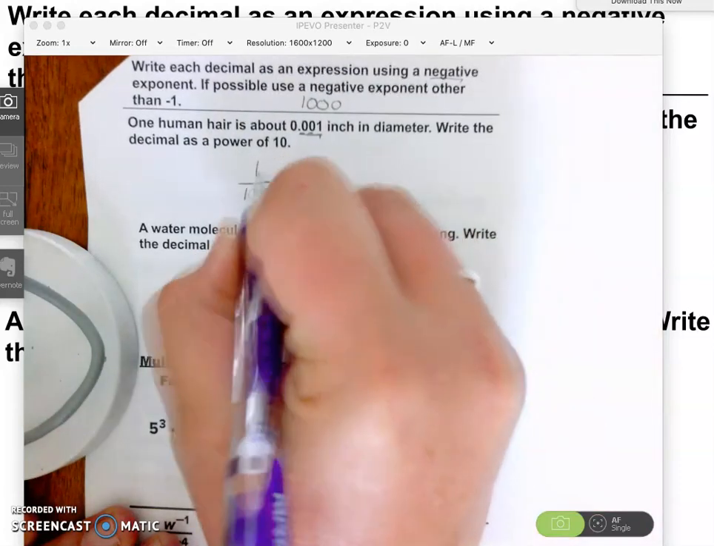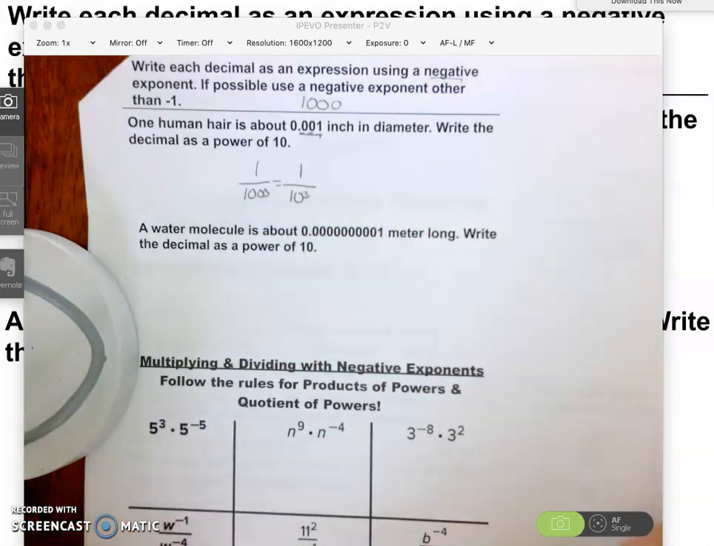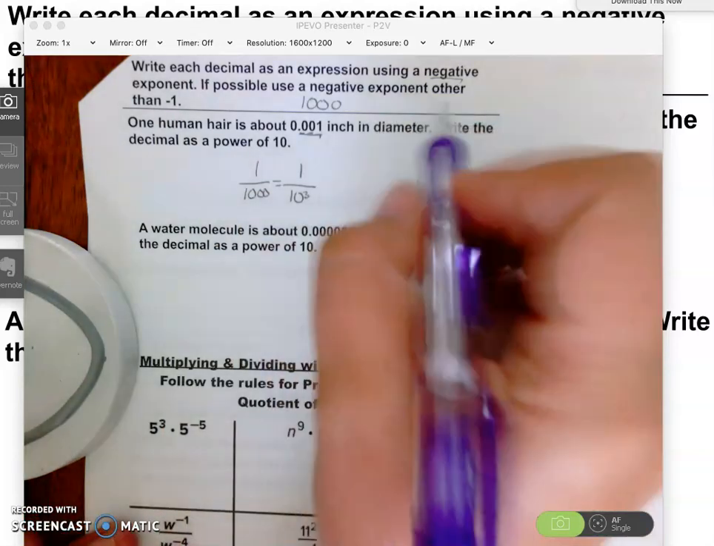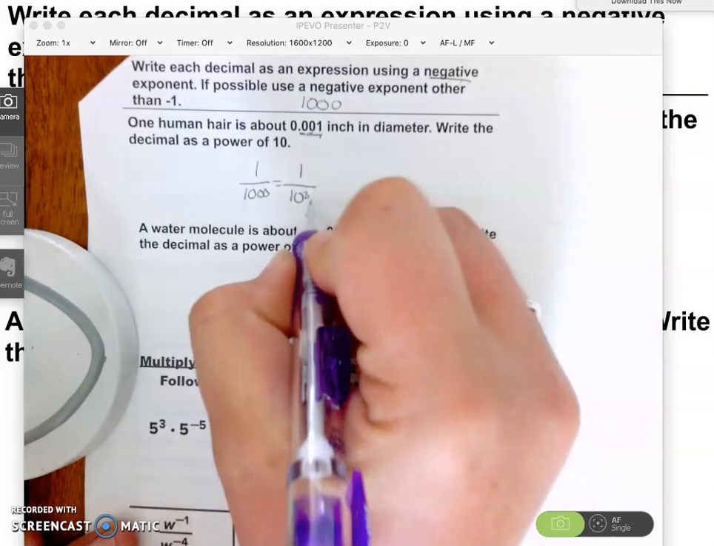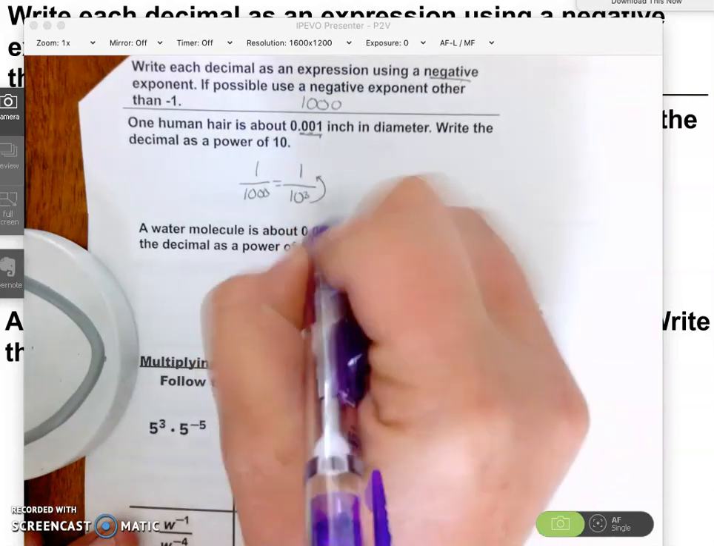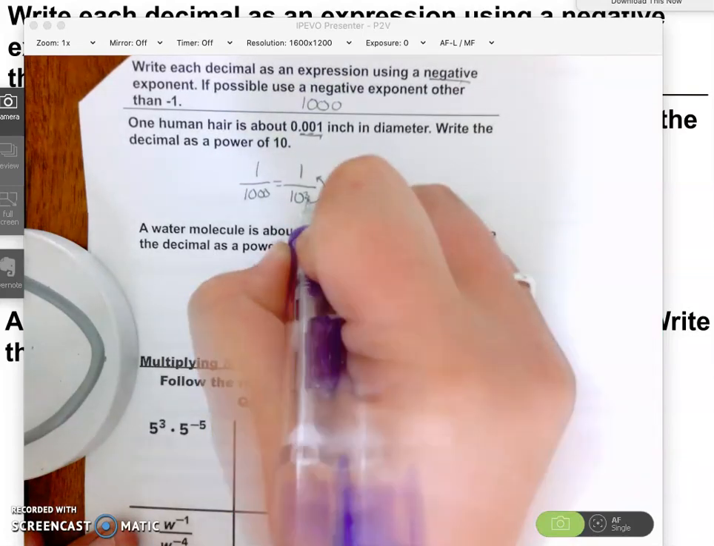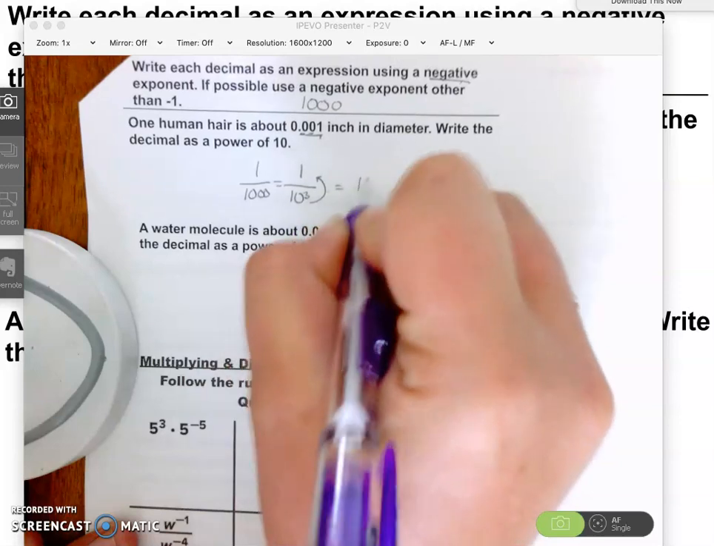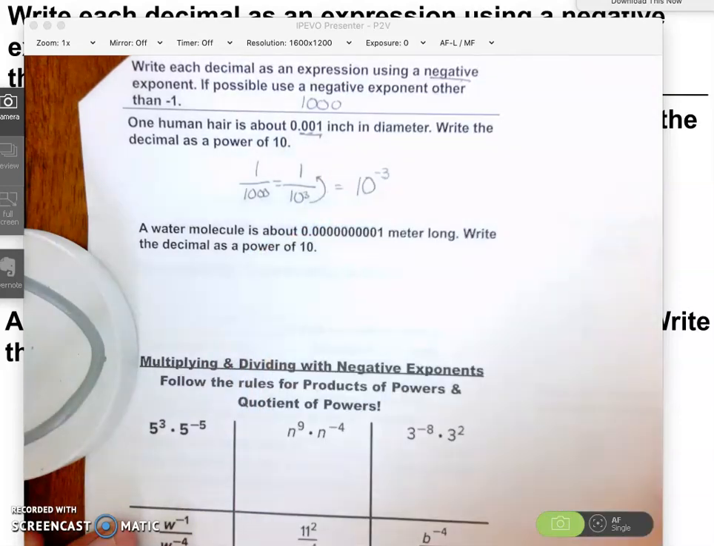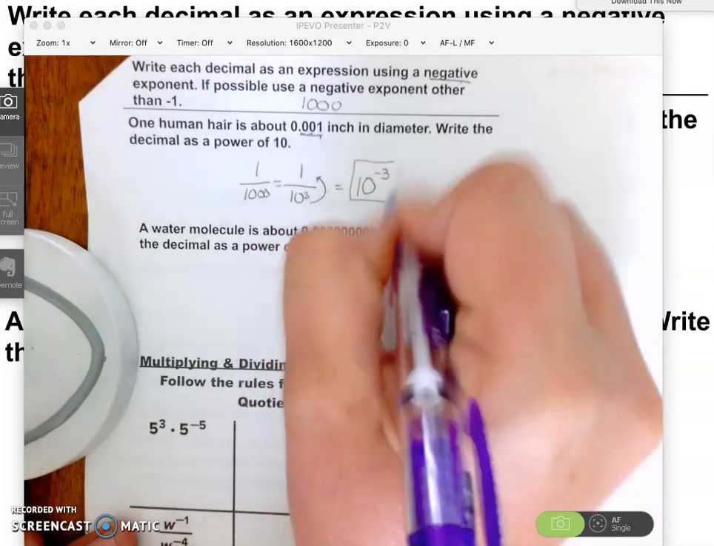So I just changed my 1,000 to 10 to the third power. Now I want to write it with a negative exponent. So again, I'm going to bring this to the top. If I bring it to the top, it's going to make that 3 negative. So I get 10 to the negative third power. And that is my answer.